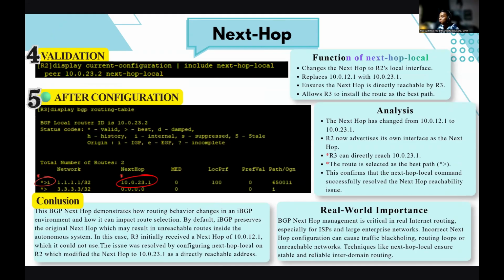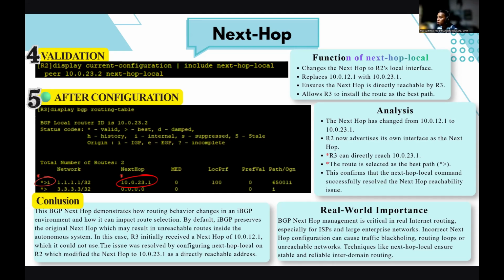Okay, so for the validation, we display the current configuration on router 2. As we can see, peer 10.1.23.2 has next-hop-local, so this is functional. We change the next hop to router 2's local interface, so we replace the 10.1.12.1 with the 10.1.23.2. This ensures that the next hop is directly reachable to router 3, so it allows router 3 to install the route as the best one.